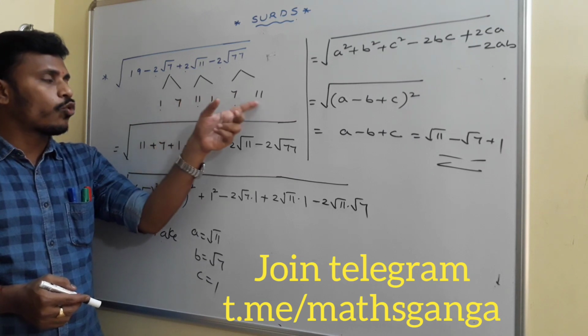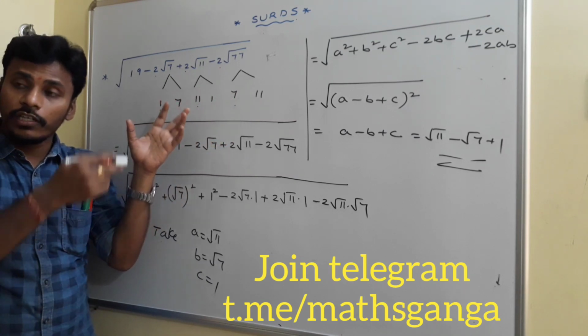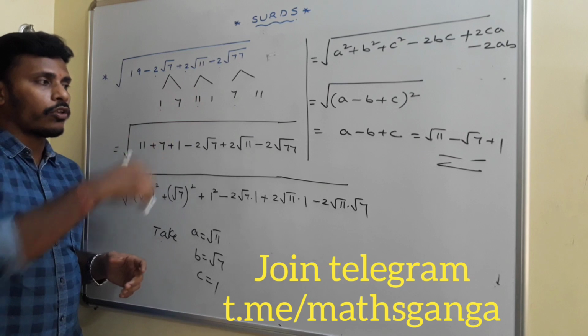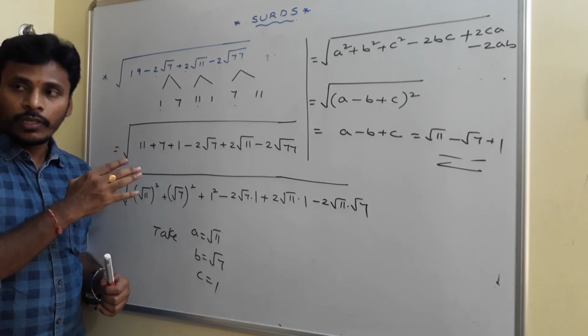So directly your answer is root 11 minus root 7 plus 1. And if you wish, a few steps regarding this, you need to proceed in this manner. Just have a look. Right?